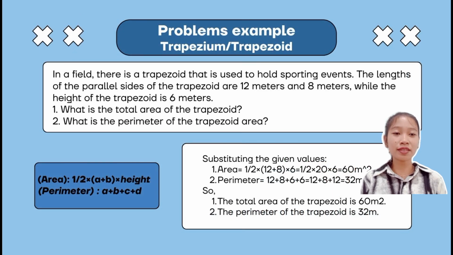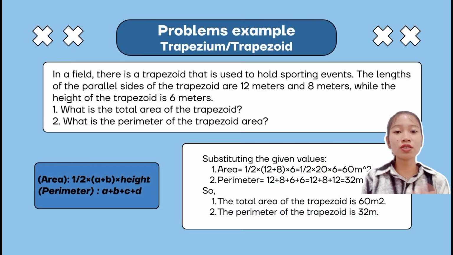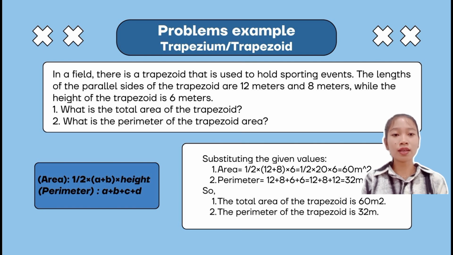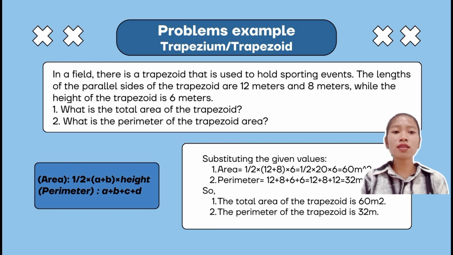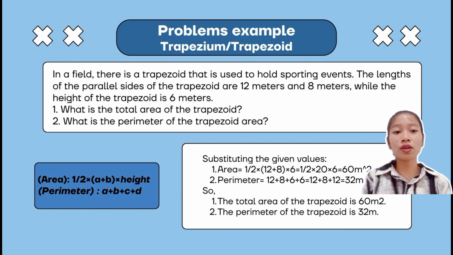Okay, the example problem for the trapezoid. There is a trapezoid-shaped plot of land. The lengths of the parallel sides of the trapezoid are 12 meters and 8 meters, while the height of the trapezoid is 6 meters. What is the total area of the trapezoid? And two, what is the perimeter of the trapezoid?